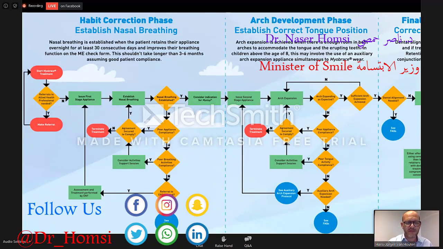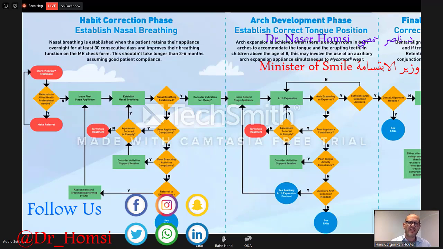And at a certain time, most of the time 4 to 6 months, you need to find out, is the nasal breathing established? There are some tests to do that, but let's say the question is, is the nasal breathing established? Is it yes? Then you can skip to phase 2, to stage 2. If not, then you need to find out what is the problem.